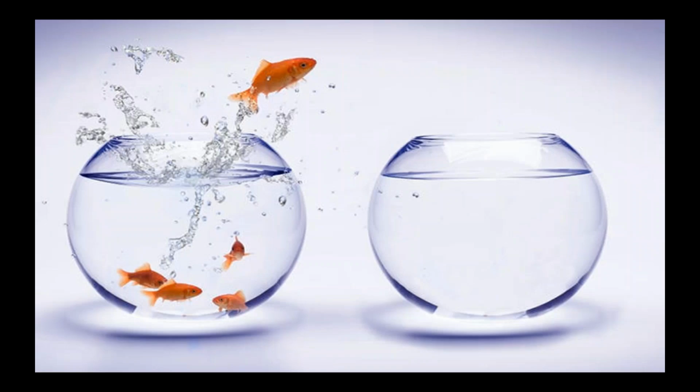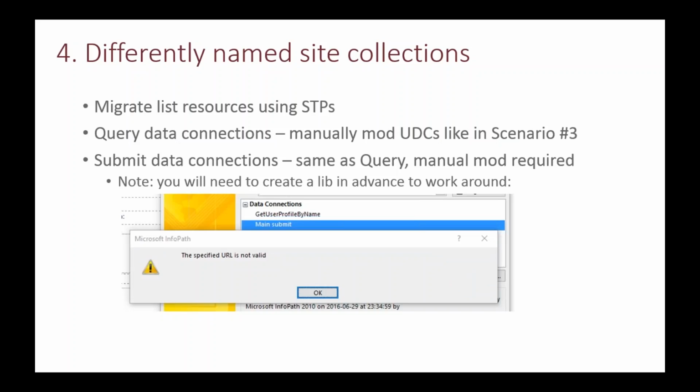We also showed you how to go from one server, one site collection to another. And to do that, you're basically going to use the same approach. So you're going to manually modify those UDCX files, and like Hilary mentioned briefly, if you haven't created a library in the new site, you may see this error pop up before you publish. Oh, no, let me clarify.